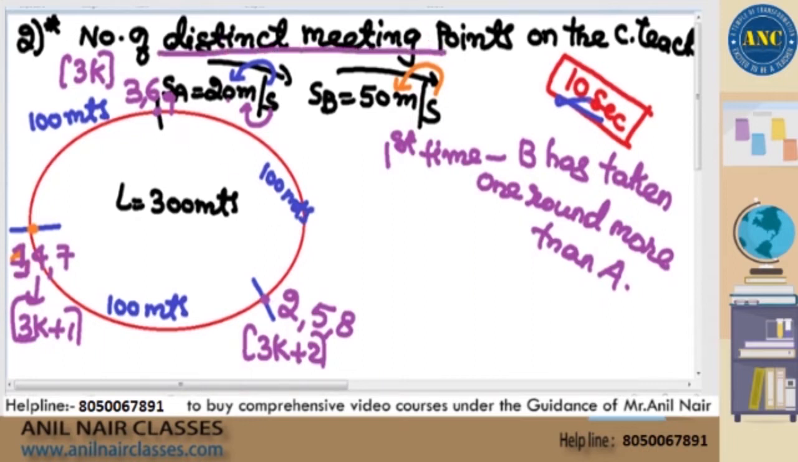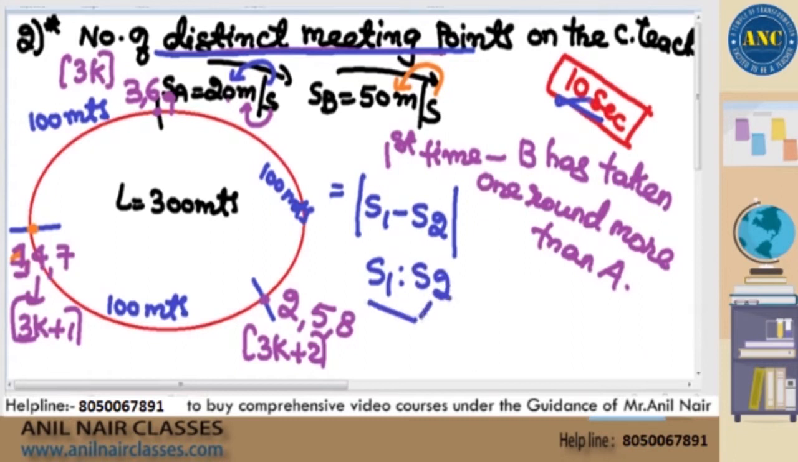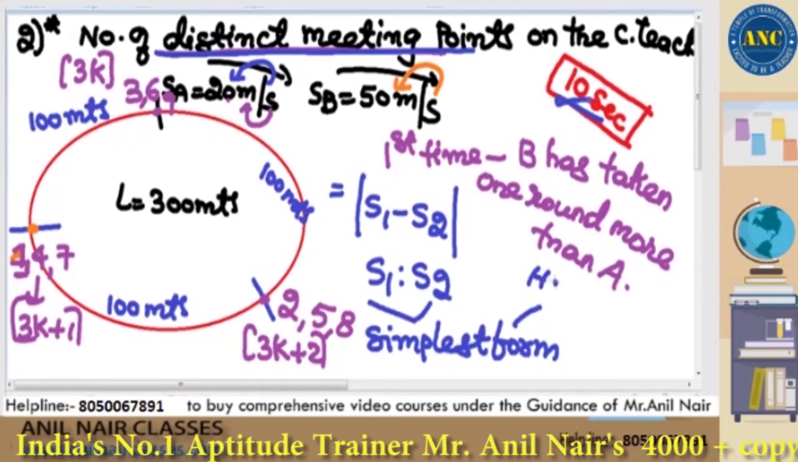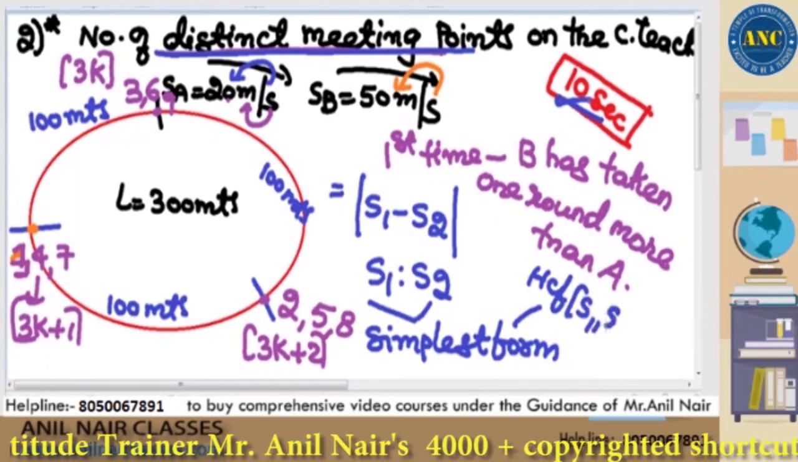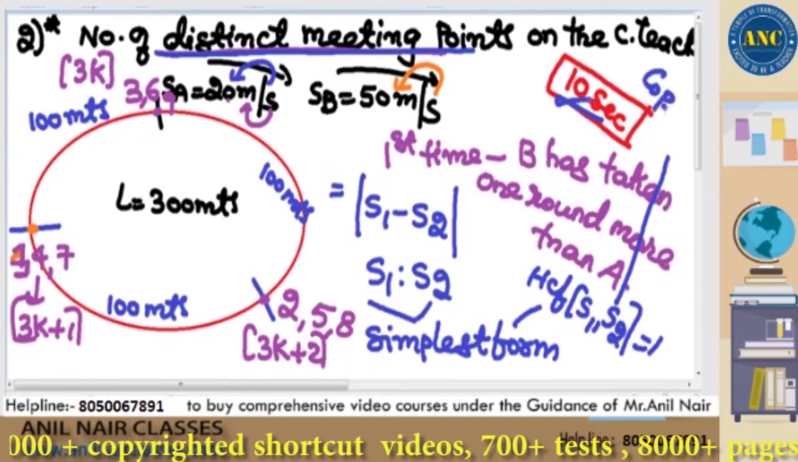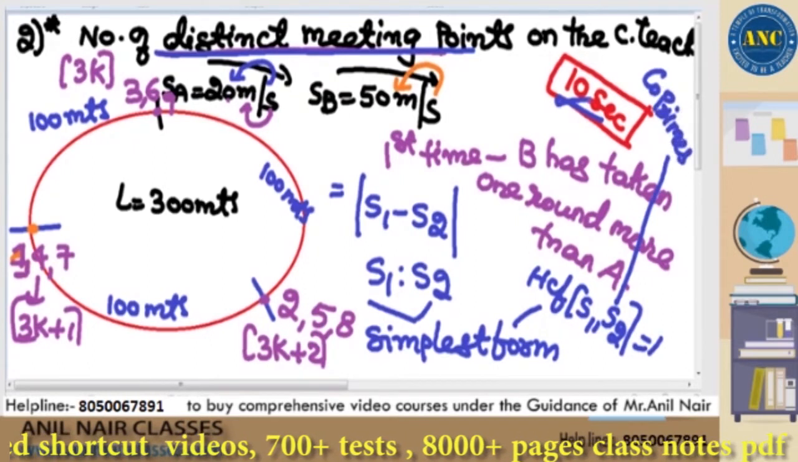Distinct means their locations are different. Number of distinct meeting points is given by S1 minus S2, if S1 is to S2 is in its simplest form. Make the ratio into simplest form. What do you mean by simplest form? HCF of S1 and S2 should be 1. Or two numbers are said to be in simplest form if the numbers are co-prime.